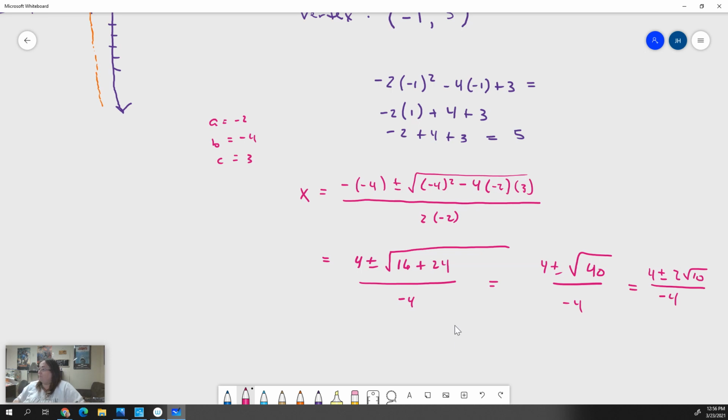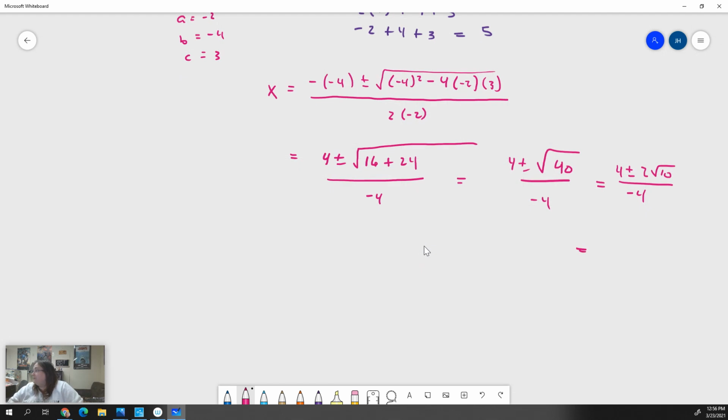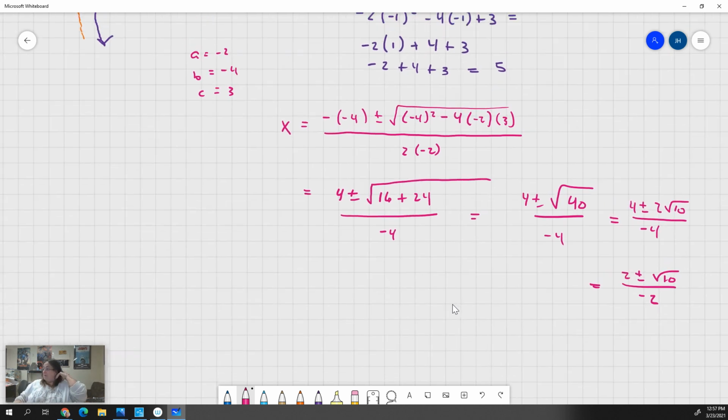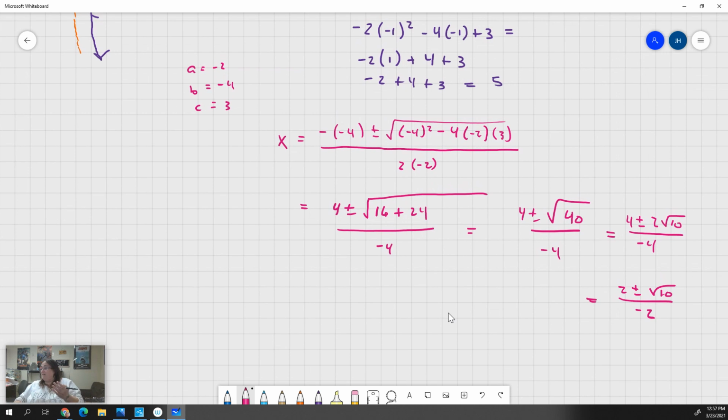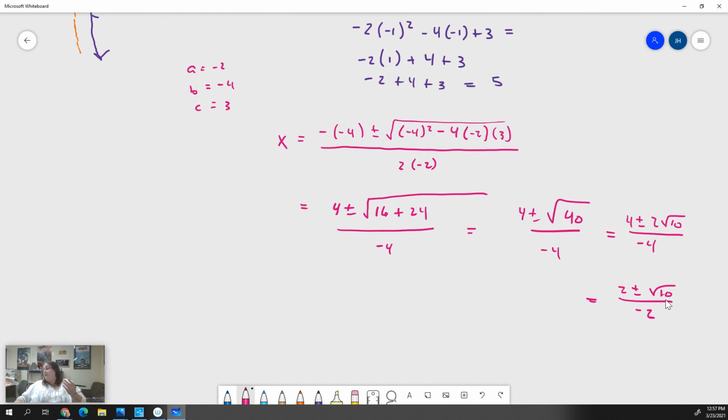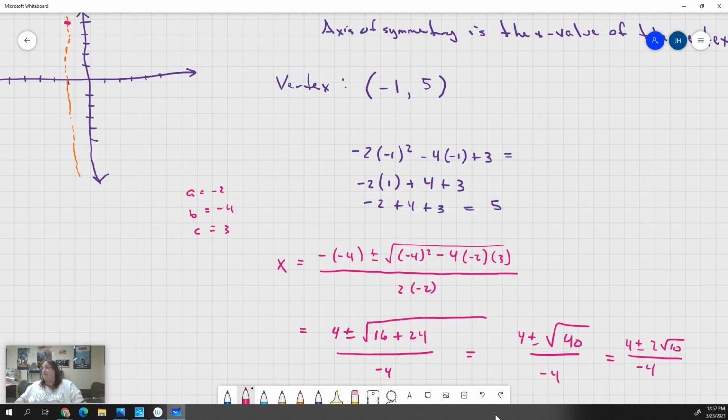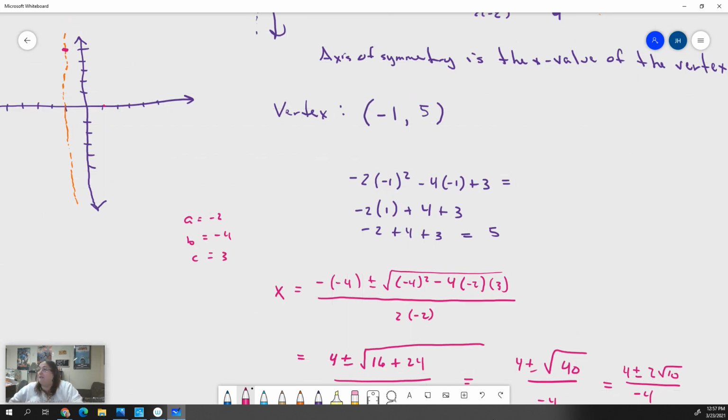And that fraction should be reduced by at least 2, right? It should be 2 plus or minus radical 10 over negative 2, right? And then we'd find out about where these go, right? Based probably on a calculator. One is going to be a little bit on this side, and one is going to be a little bit on this side. And I can tell you that for sure, right? One, because they have to be on this side of this, but I know this one's probably going to fall kind of like that, right?